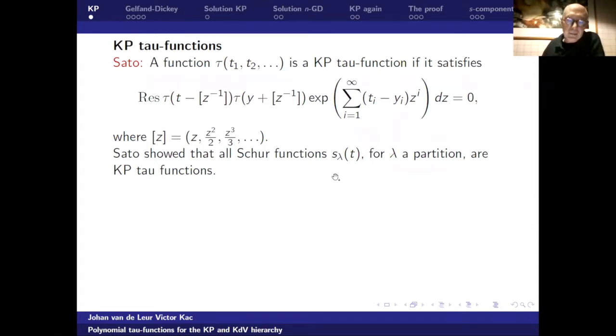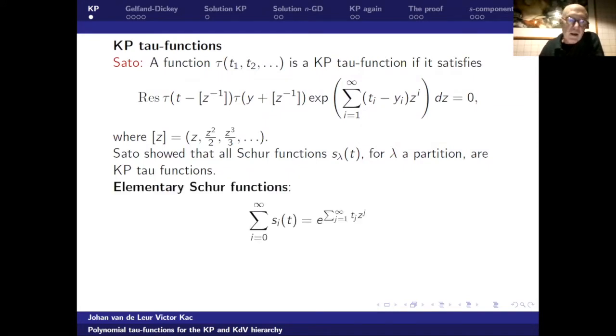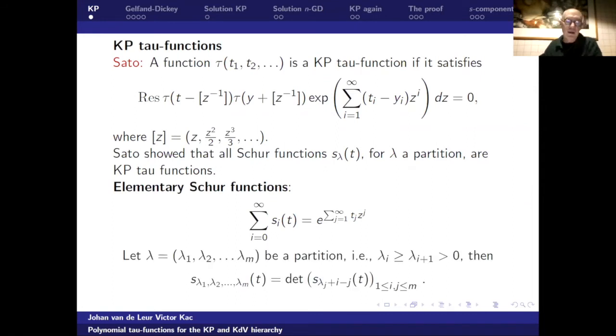So let me explain a little bit what the Schur functions are. First of all, there are these elementary Schur functions, and they are defined by this equation. So the variables are t1, t2. Johan, you're missing the powers of z on the left. Oh, yeah, you're right. So there should be z to the power i behind this. Okay. And so if you develop this as a power series, then the coefficients are these Schur functions. And then for every lambda, you have such Schur functions.